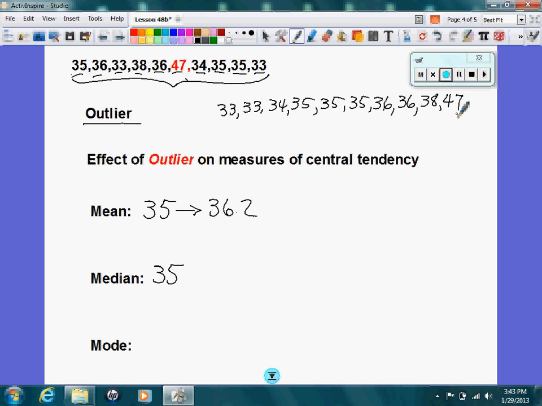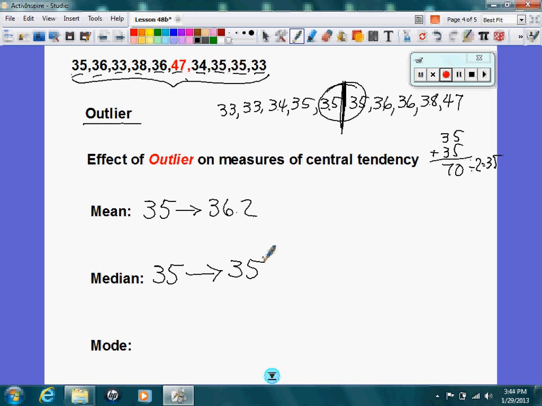The median is the number that occurs in the middle. So let's count them up: 1, 2, 3, 4, 5. I'll make a mark right here. 1, 2, 3, 4, 5. Here's our middle right here. What number is in the middle? There is no number in the middle because it's an even number of pieces of data. So what we do here is add the two numbers in the middle together and divide by 2. 35 plus 35 is 70, and then we divide that by 2, and we get 35. So our median in this case did not change. The outlier had no effect on the median.